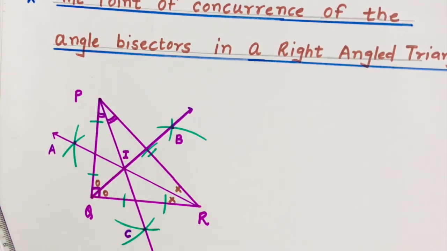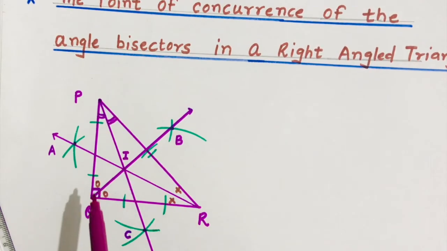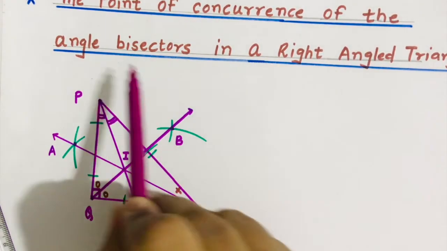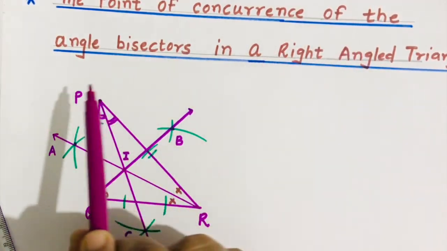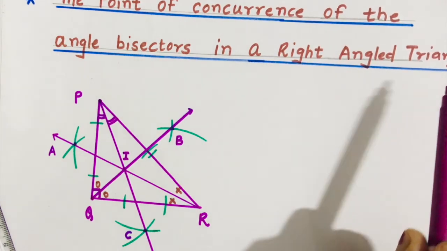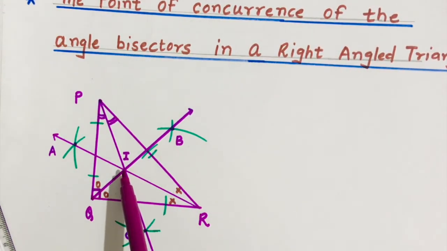Okay, so the point of concurrence of the angle bisectors of a right angle triangle lies in its interior. It means inside the triangle.